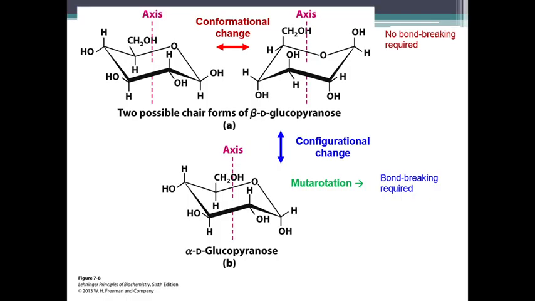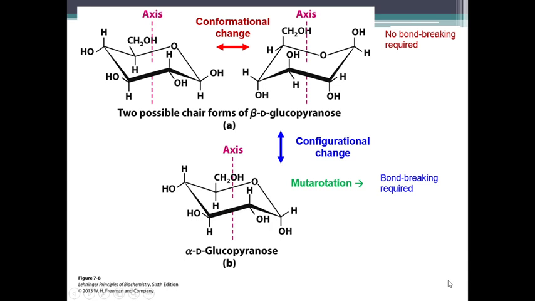Interconversion of beta D-glucopyranose to alpha D-glucopyranose can happen in solution. This process is called mutarotation, and it involves bond breaking. In this case, beta D-glucopyranose opens up, forms the linear chain, and then is cyclized again to form alpha D-glucopyranose. This configurational change can happen in solution. While there is only one alpha D-glucopyranose form shown here, two possible chair forms are possible for beta D-glucopyranose. These two forms are not readily interconvertible because about 46 kilojoules of energy is required to convert one form to another. On the other hand, a beta D-glucopyranose configuration is preferred over alpha.